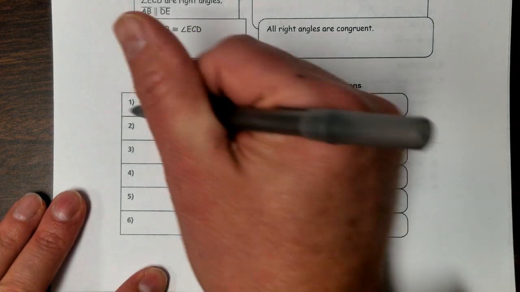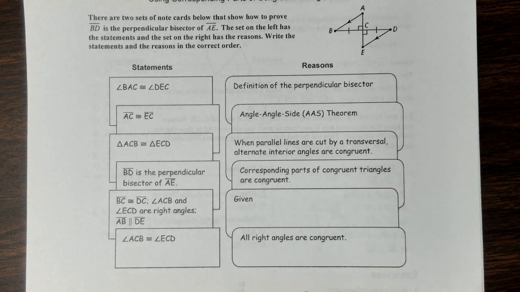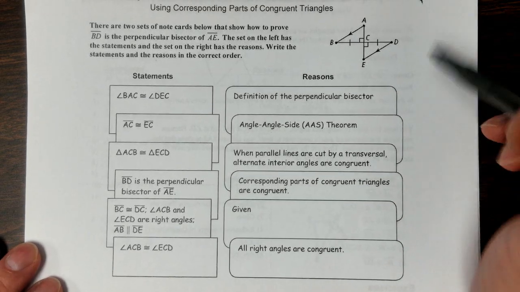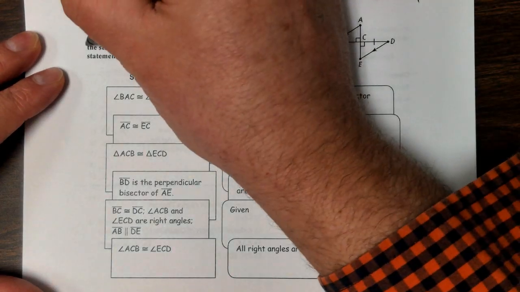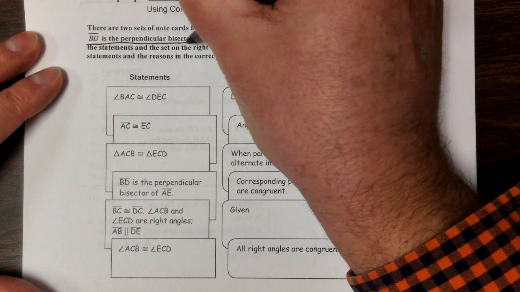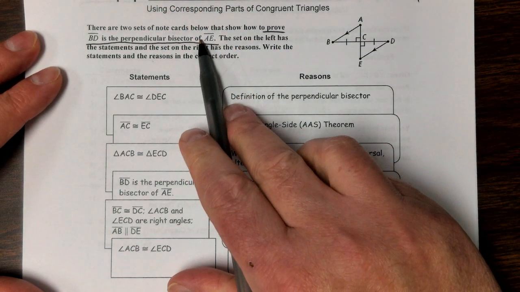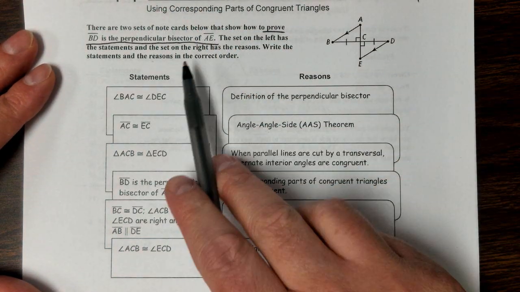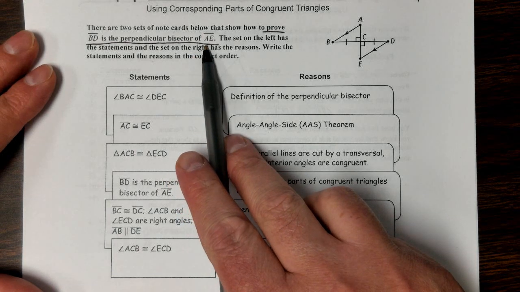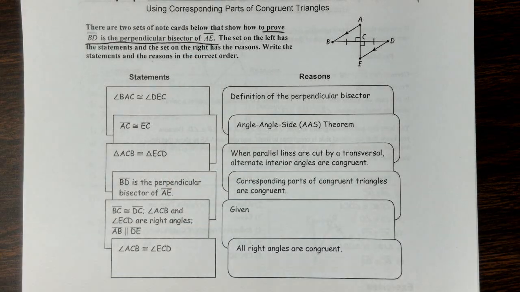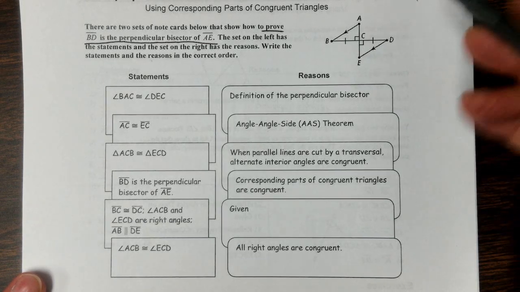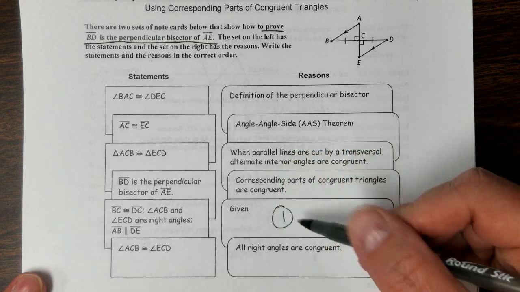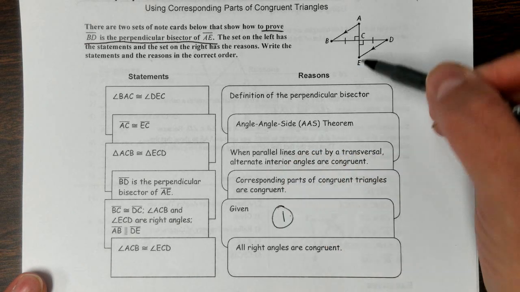How we do this is, remember, cross out this part, and we'll end up just putting numbers here. So the whole goal on this one is prove BD is the perpendicular bisector of AE. We don't know they're the perpendicular bisector yet. That's what we're going to end up with. Okay, so what we usually start with is the given information. So I'm going to put a 1 there for a reason.